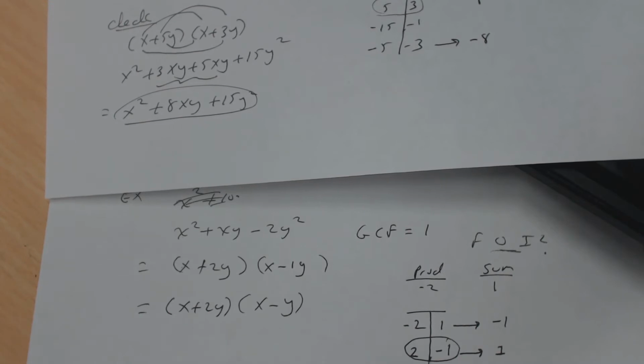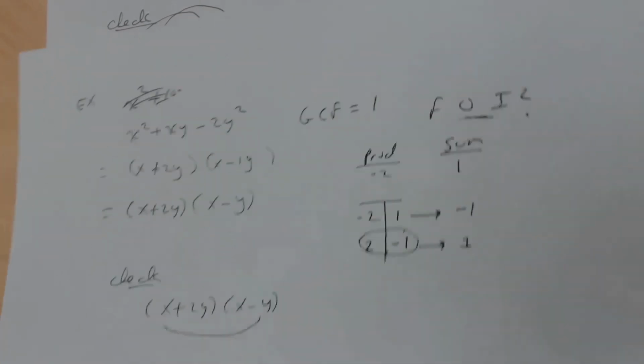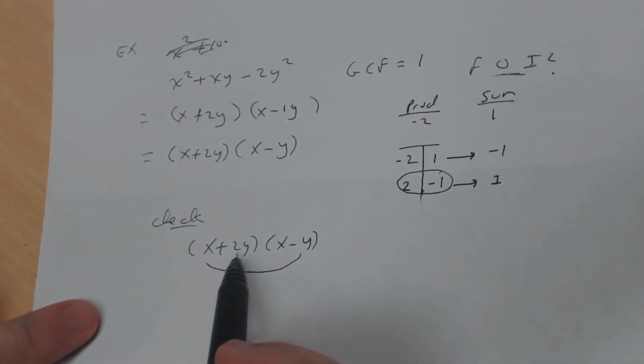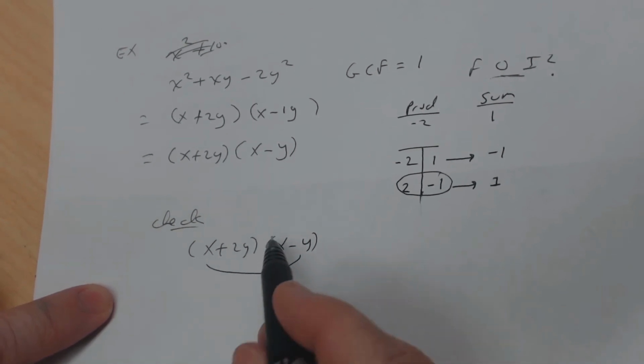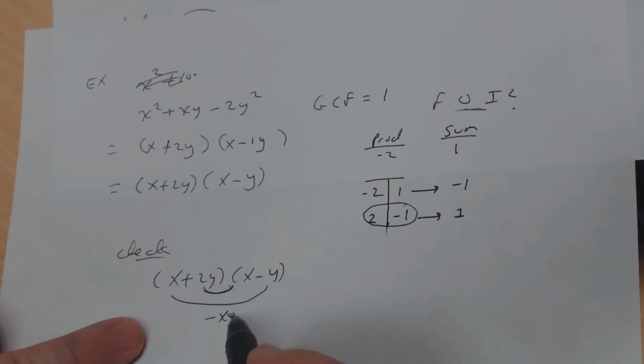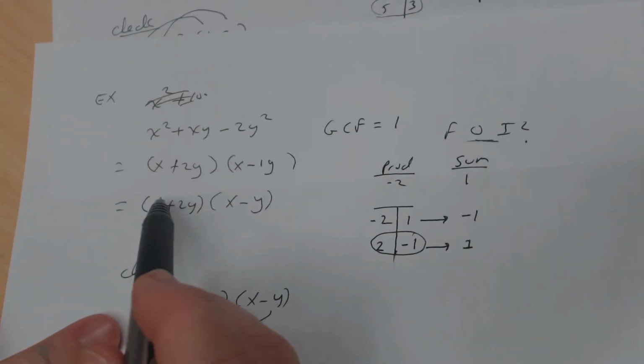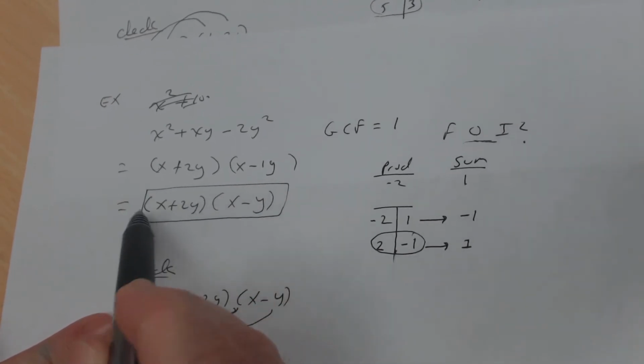Well, if you look at the outer, the outer is x times a negative, right here. So the x times a negative y is a negative xy. The inner, 2y times x is a positive 2xy. And when I add them up, a positive 2 and a negative 1, when I combine these two terms, I'm going to get a positive xy. Okay? So this right here, that is your answer.